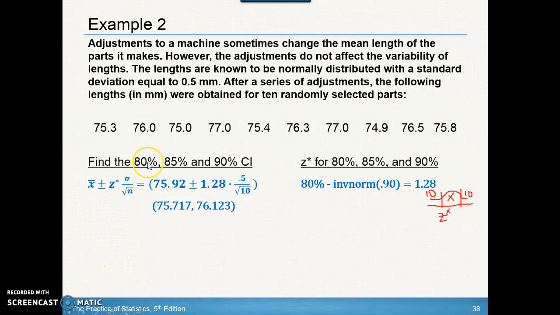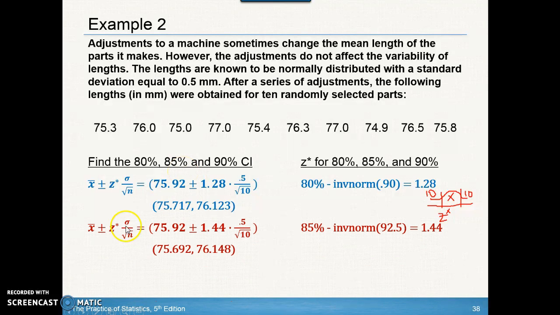Okay, so let's take a look and see how the 80%, 85%, and 90% confidence intervals look different. We did the 80% confidence interval. Let's take a look at the 85% confidence interval. Still the same point estimate, 75.92 is the average length. Now, notice the critical z-score changed here, 1.44.